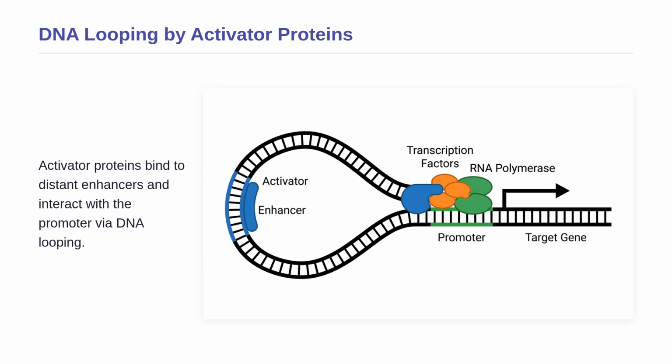Since enhancers can be thousands of base pairs away, how do they actually communicate with the gene? This diagram illustrates the elegant solution: DNA looping. Look at the blue enhancer region on the left. When the activator protein binds to it, the flexible DNA strand physically loops around. This looping brings the distant activator into direct contact with the promoter region, shown in green. Here, it helps recruit RNA polymerase and other transcription factors, forming a large active complex. This physical connection is what allows the gas pedal to rev up the engine of the target gene.